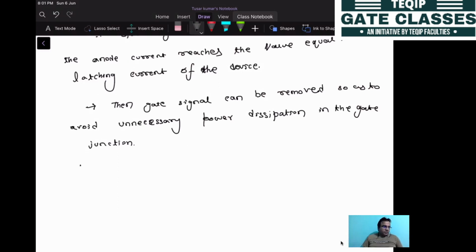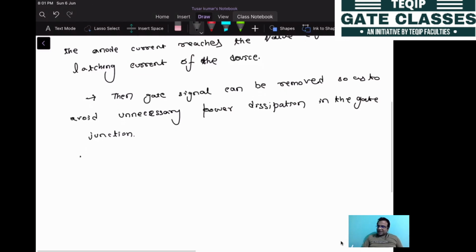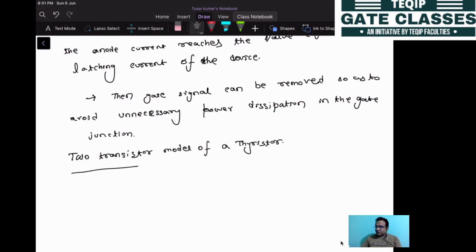Okay, so now after discussing this, let's discuss another point, that is nothing but the two transistor model of a thyristor. That is a very popular thing and you should remember it, and sometimes questions come from this part. Two transistor model of a thyristor.